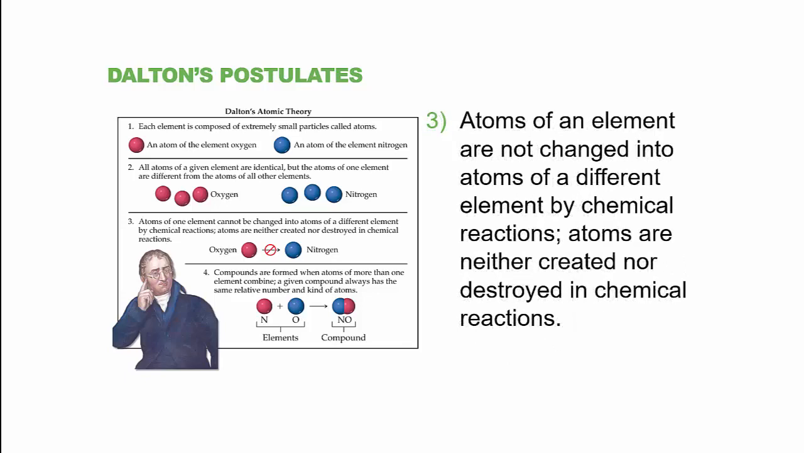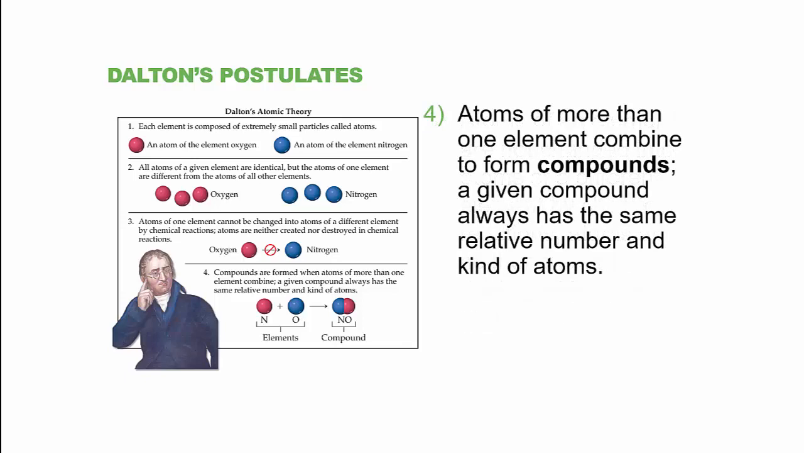Now, atoms of an element are not changed into atoms of different elements by chemical reactions. Atoms are neither created nor destroyed in chemical reactions. Now, atoms of more than one element combine to form compounds. A given compound always has the same relative number and kind of atoms.